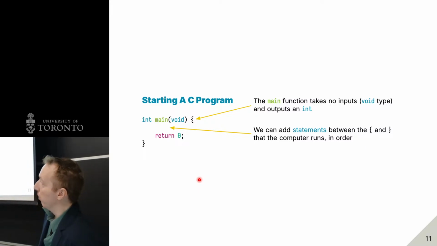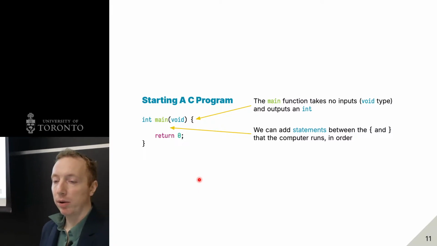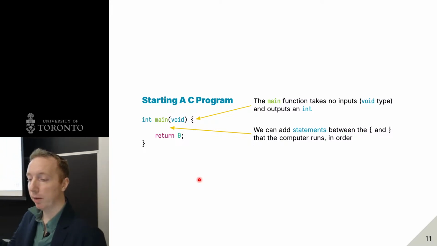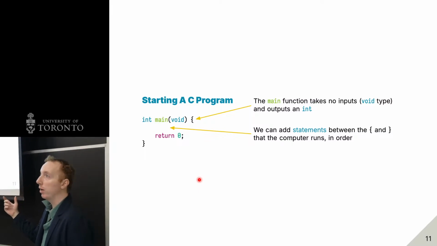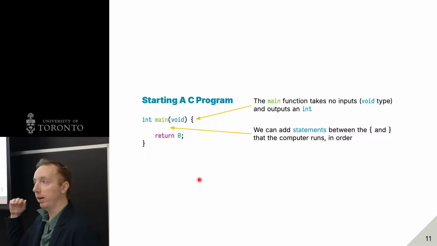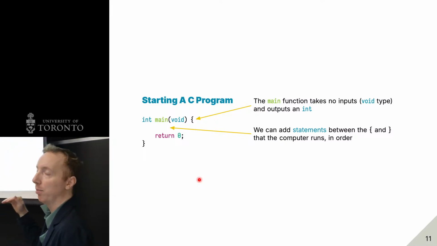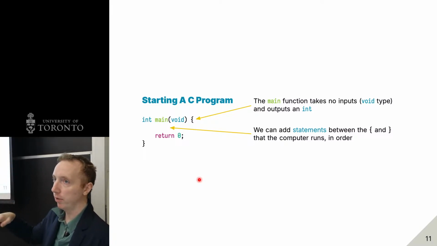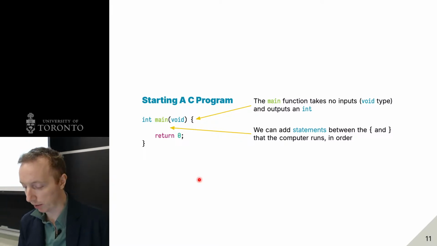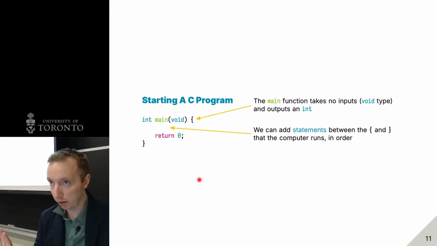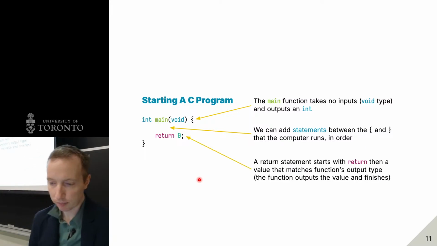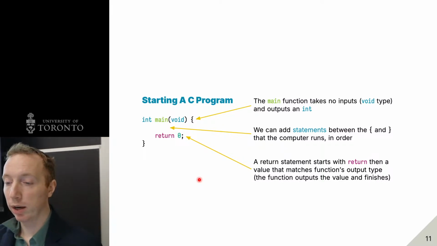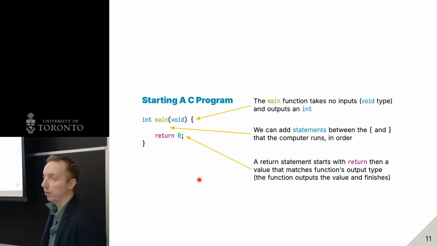So what we say is that right after main, we can add something called statements between the curly brackets there that the computer runs in order. Your computer is exceedingly dumb, even though you might think it is smart. It only executes statement by statement by statement, one after the other, in the order you write them in. So they'll always be in order, no surprises. And again, that return statement always starts with the word return and then a value that matches the function's output type.